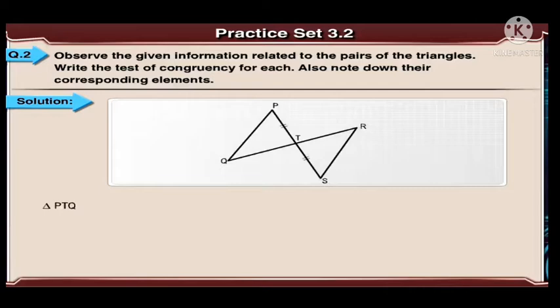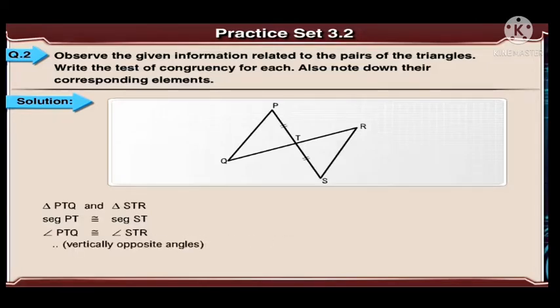Based on the given information, in triangle PTQ and triangle STR, segment PT is congruent to segment ST. Angle PTQ is congruent to angle STR since they are vertically opposite angles. Segment TQ is congruent to segment TR. Therefore, triangle PTQ is congruent to triangle STR by SAS test.